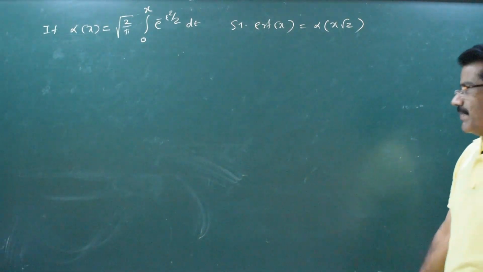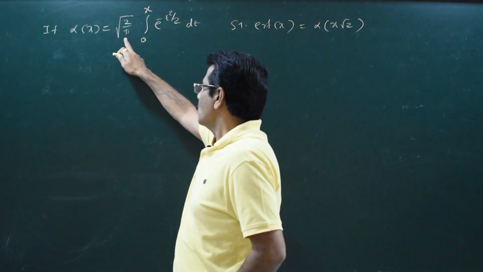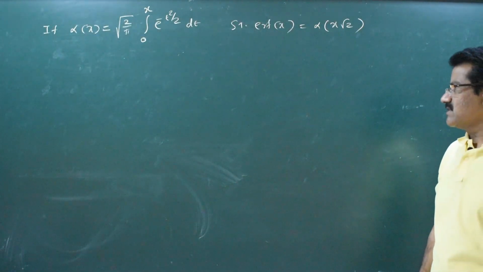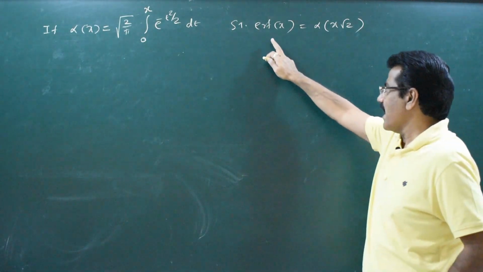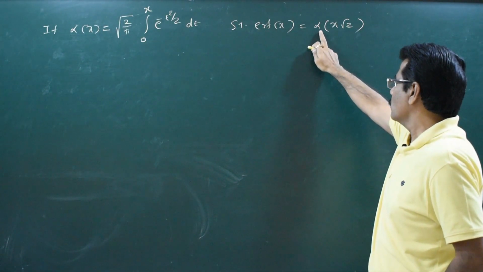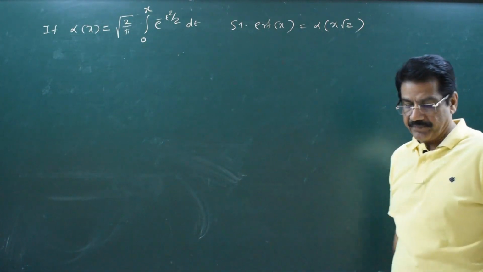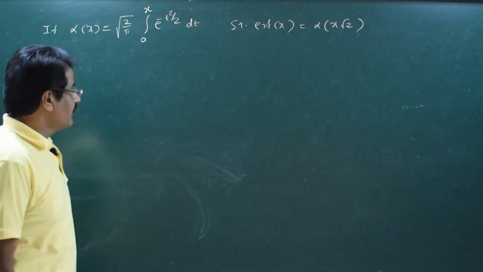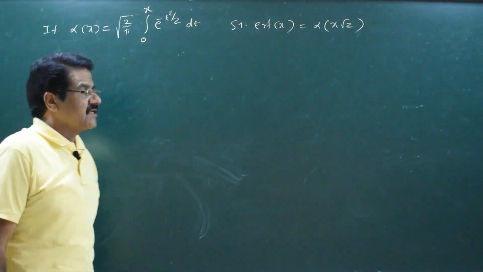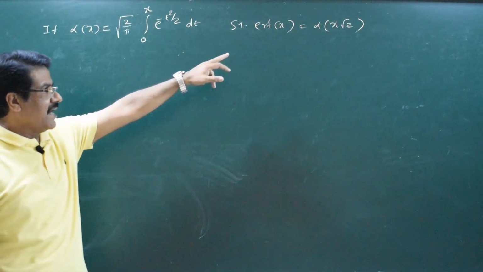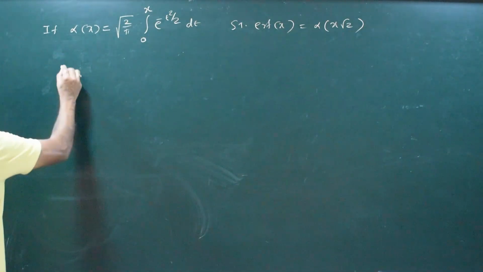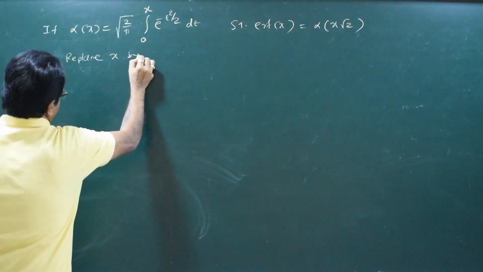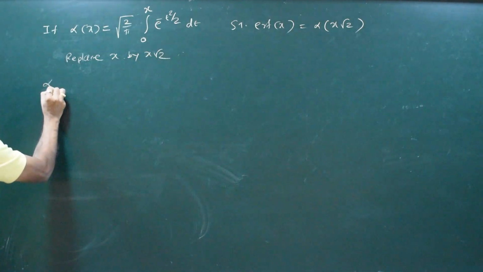Let us take a new example. If alpha x is equal to root of 2 upon pi integration 0 to x e raised to minus t square upon 2 dt, we have to show that error function of x is equal to alpha x root 2. So it is better to start from RHS. What is the difference between the given equation and RHS? Here we are having alpha x, and here we are having alpha of x root 2. So here I can just write down, that is, replace x by x root 2 in this given equation.